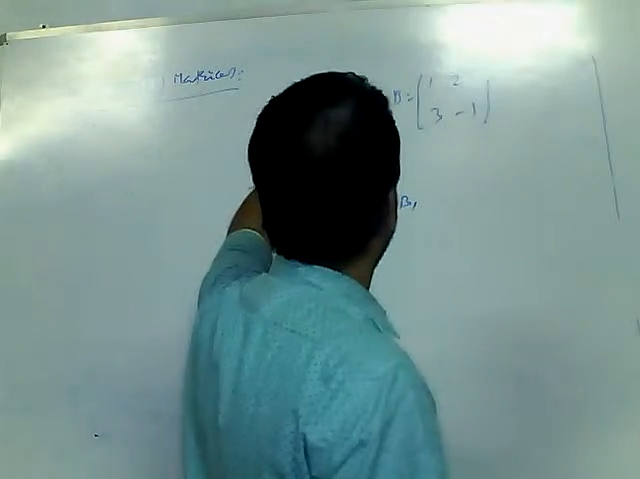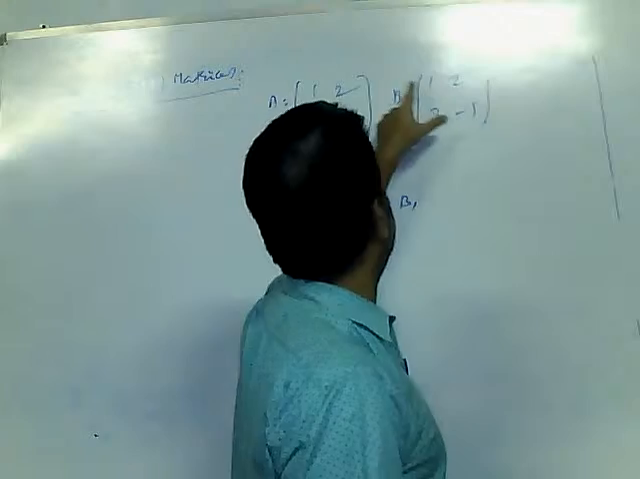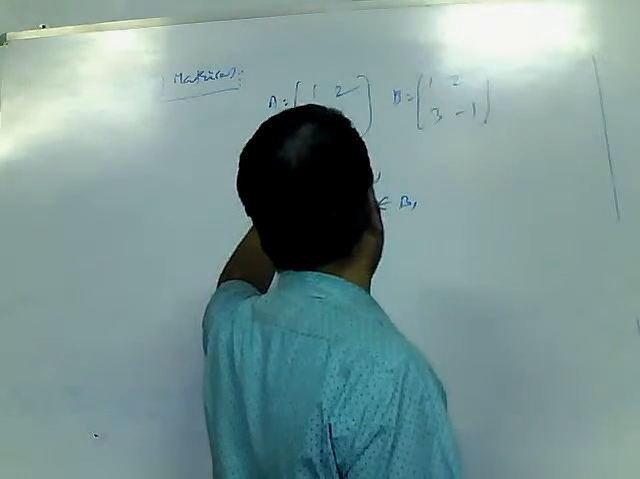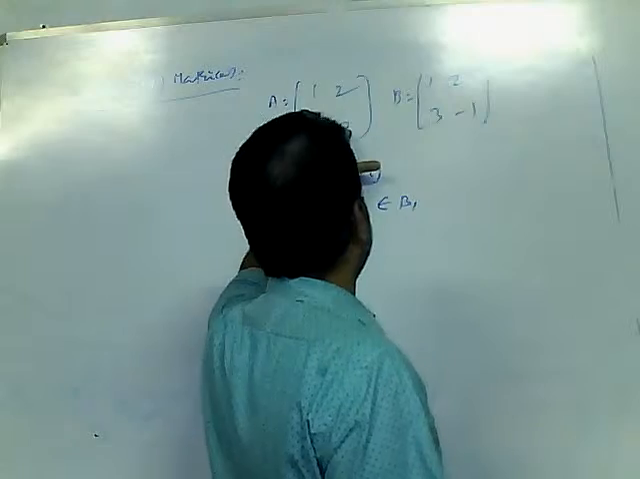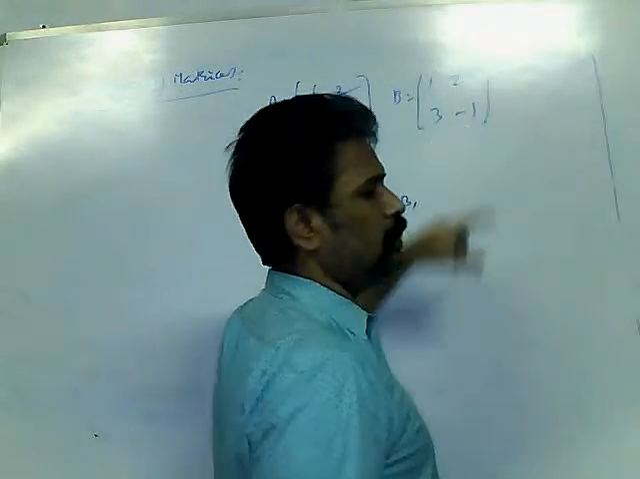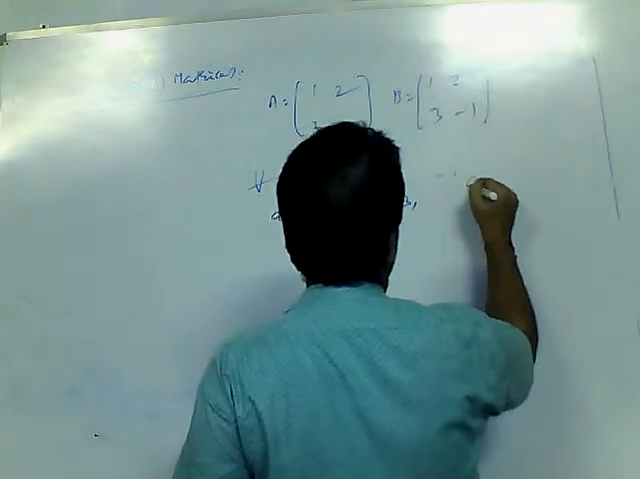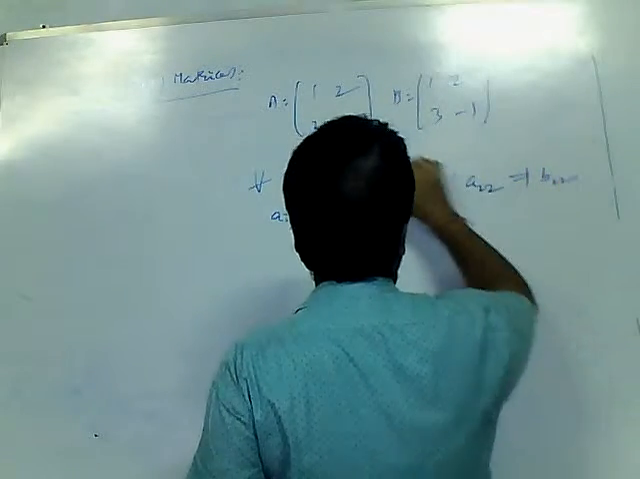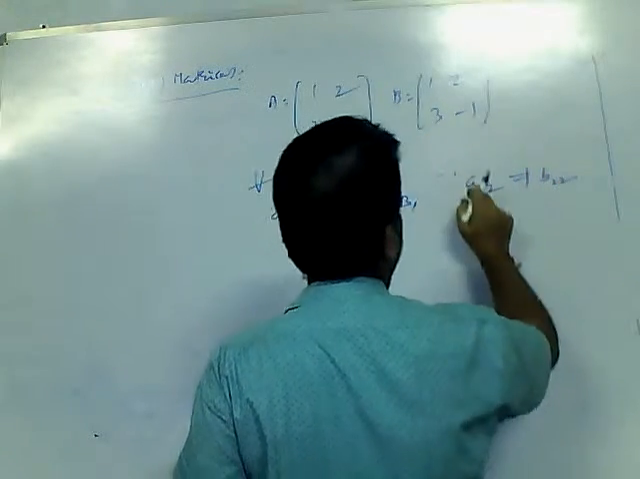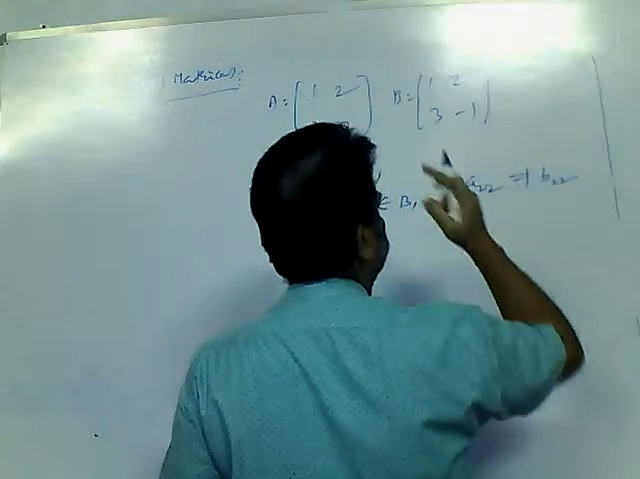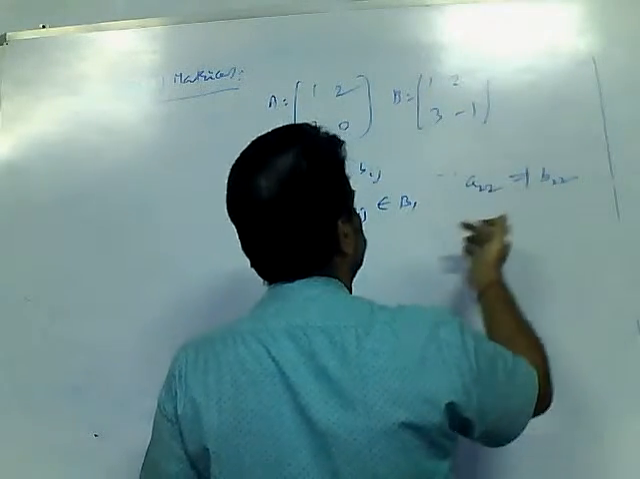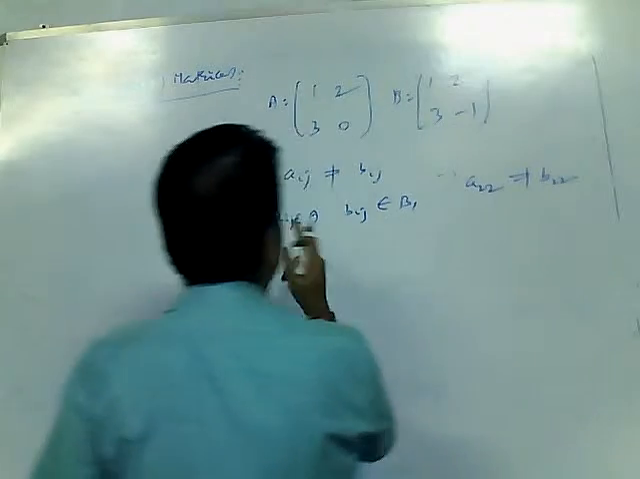Because here A11 is matching with B11, A21 is matching with B21, but A22 is not matching with B22. Here A22 belongs to capital A and B22 belongs to capital B. So that each element is not matching.